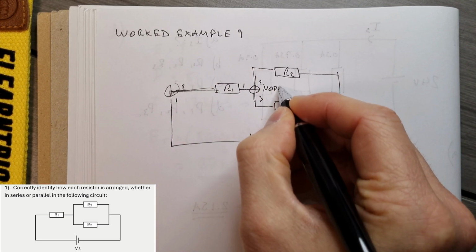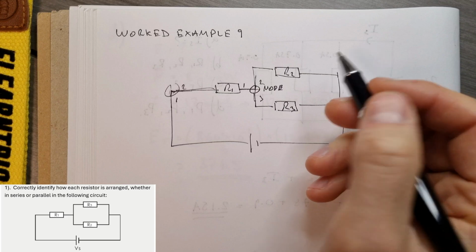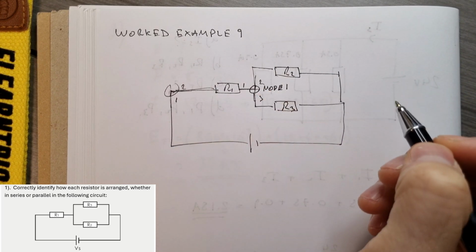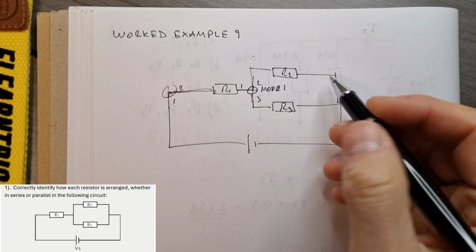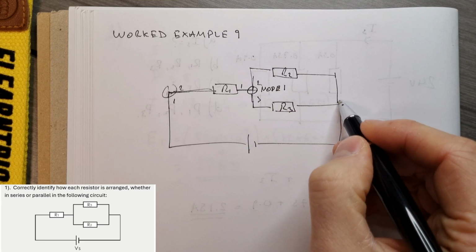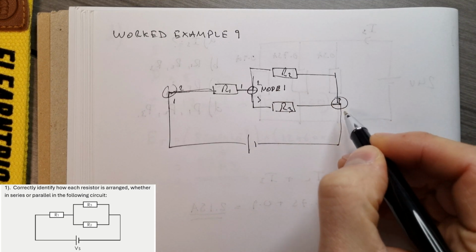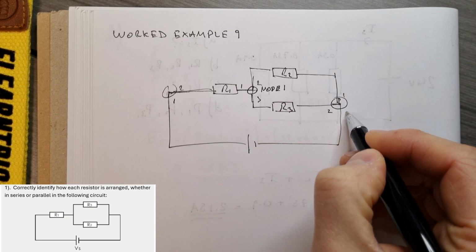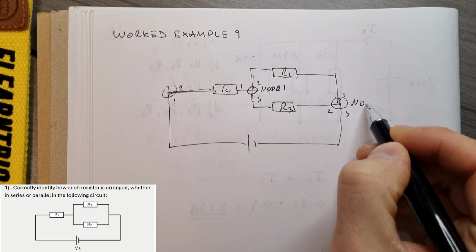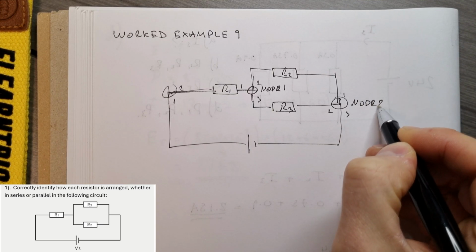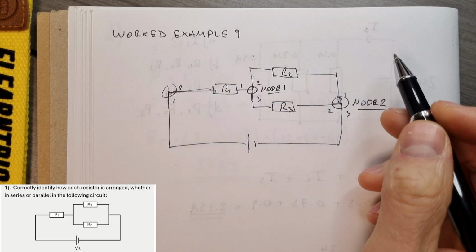and we would call that a node. And because you can get more than 1 node in the circuit, we would call that node 1, for example. And then if we go around the rest of the circuit, we can see there's another node here where there's 3 connections, 1, 2 and 3. So we could call that node 2.